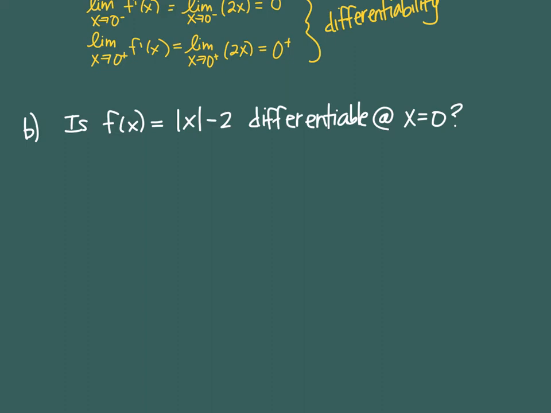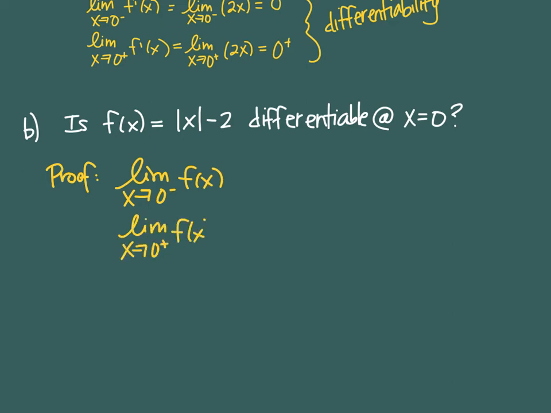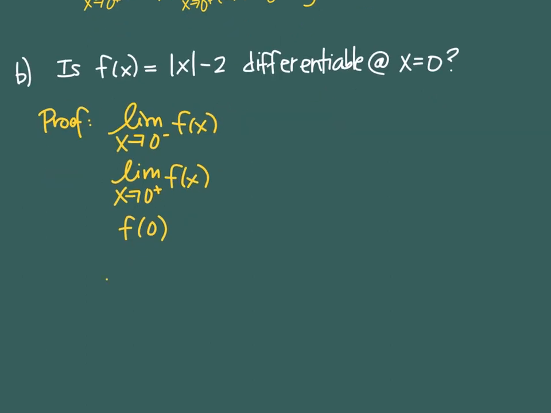Now, can you prove it? All right, so our proof is going to be very much the same. 5 things. The limit approaching 0 from the left of the original function, the limit approaching 0 from the right of the original function, and f of 0 itself, compared to the limit approaching 0 from the left of the derivative value and the limit approaching 0 from the right of the derivative value.